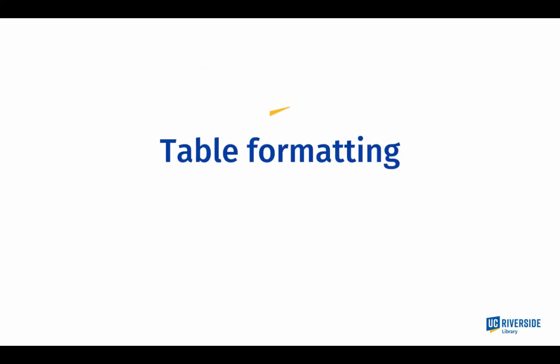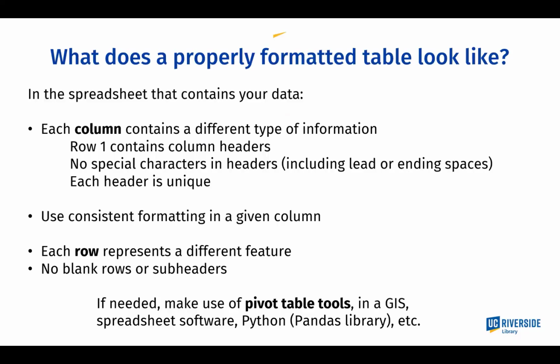Now let's talk about the table formatting. And this will be a shorter segment of the workshop. But again, this is going to kind of get to the idea that the GIS wants things to look in a certain way for it to work. And a lot of it's mimicking what the attribute table is like. So your spreadsheet needs to have one column for each different type of information.